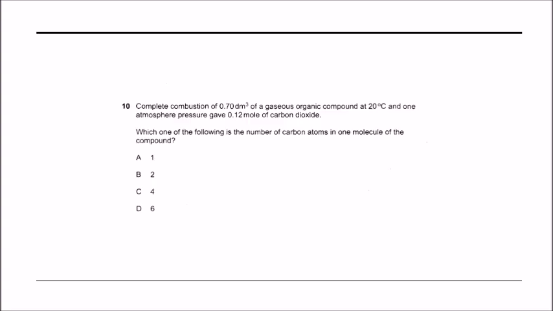This one here, again, similar but a little bit different. The complete combustion of 0.7 decimetres cubed of a gaseous compound at 1 atmosphere of pressure gives that amount of carbon dioxide. What is the number of carbons in the molecule? Again, pause the video, have a go at it if you want to.